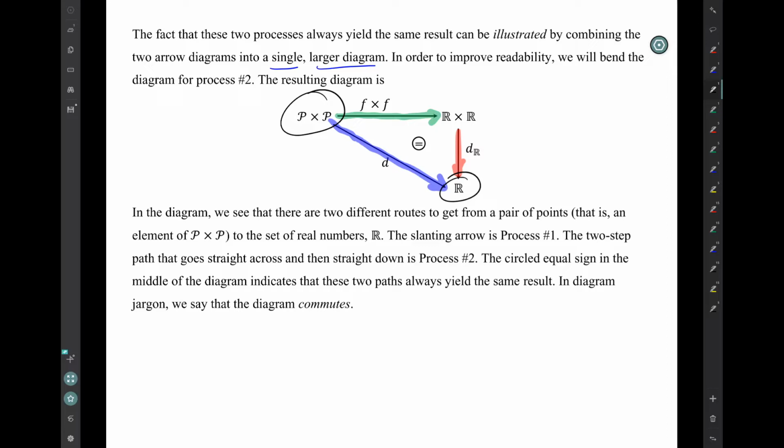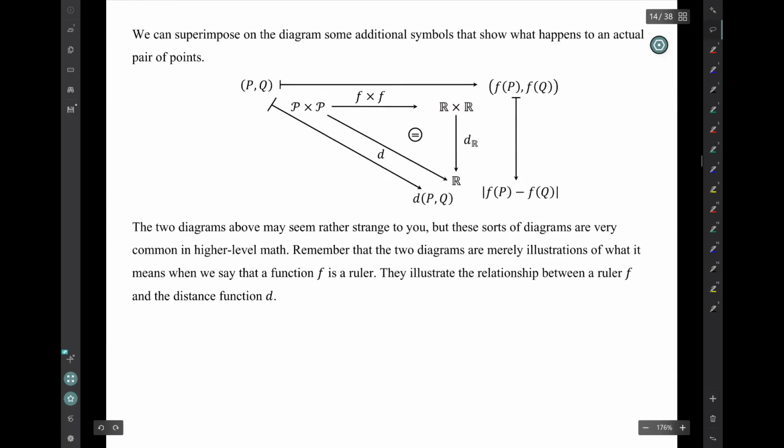The circled equal sign in the middle tells us that these two paths always yield the same result. In diagram jargon, we say that the diagram commutes. You say that a diagram commutes when alternate paths from some place to some other place always give the same result. We can superimpose on the diagram some additional symbols that show what happens to an actual pair of points.